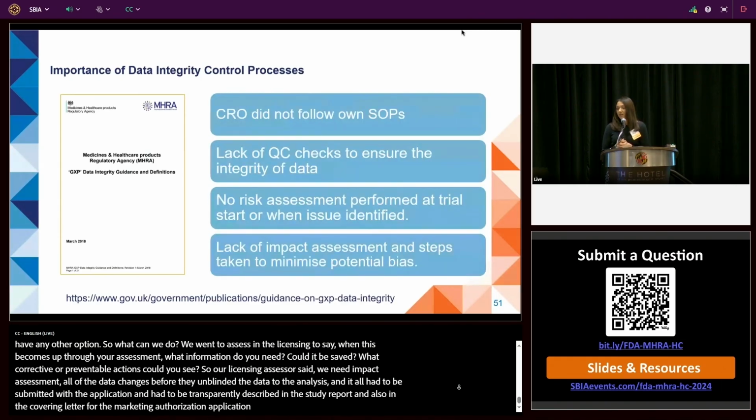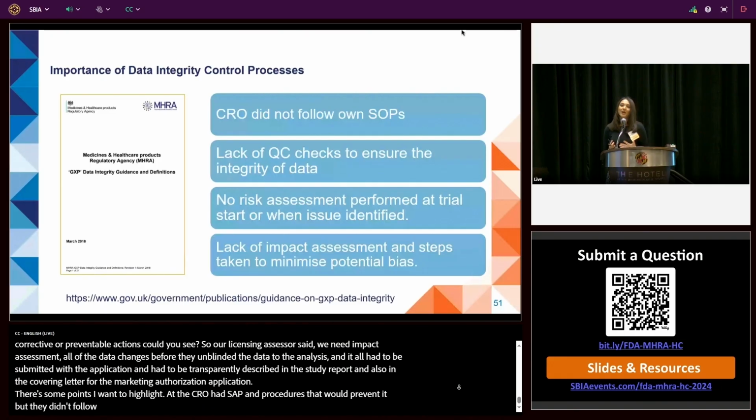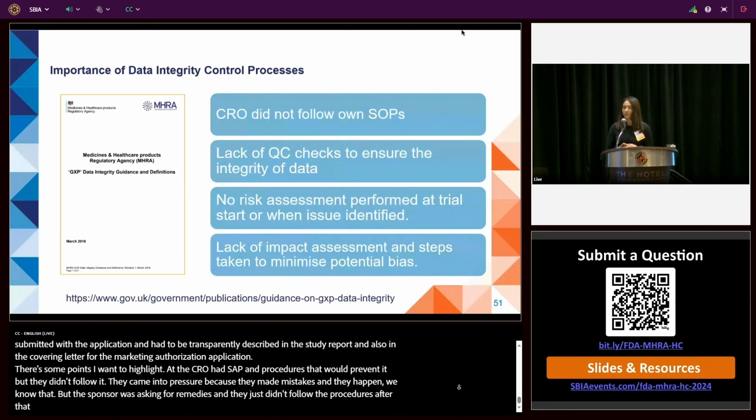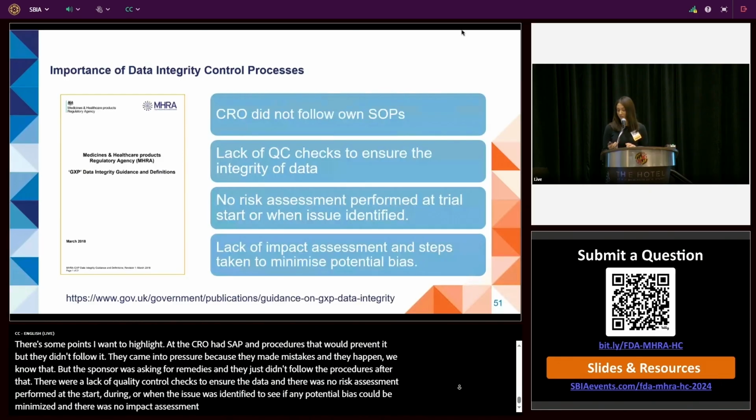So some points I wanted to highlight was that the CRO had SOPs and procedures that would prevent this, but they didn't follow it. They came under pressure because they made a mistake, and mistakes do happen, we know that. But then the sponsor was asking for all these remedies, and they just didn't follow their procedures after that. There were a lack of quality control checks to ensure the integrity of the trial data, and there was no risk assessment performed at the start, during, or when the issue was identified to see if any potential bias could be minimized. And there was no impact assessment of when they did realize it either.